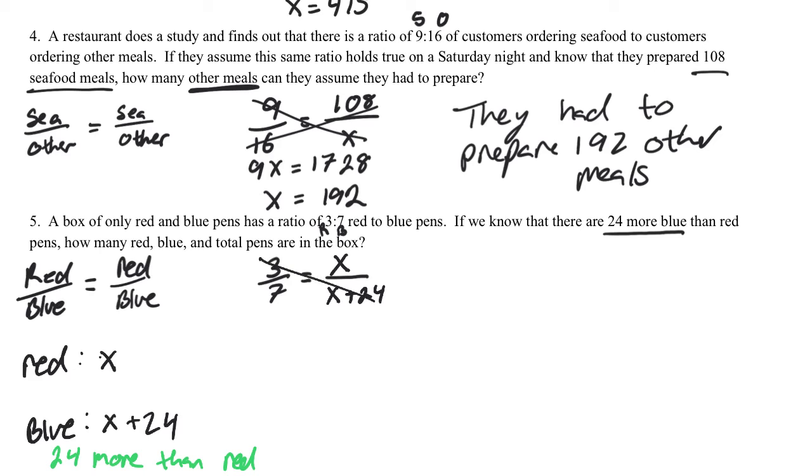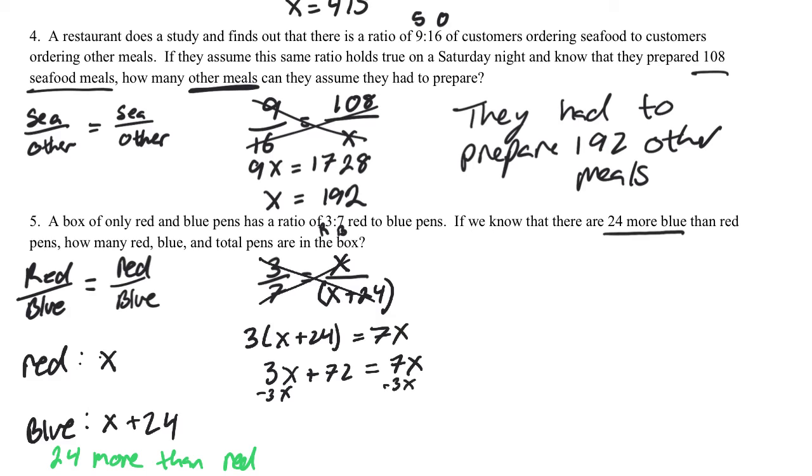Okay, so we just had to do a little extra step to find those two pieces. But we're going to solve it the same way. Cross multiply and solve. So remember that this is a quantity because we're adding two terms there. So we're going to have 3 times the quantity x plus 24 equals 7x. So we want to distribute: 3x plus 72 equals 7x. Okay. Get all my x's on one side by subtracting 3x from both sides. And we find that 72 equals 4x. Divide both sides by 4.